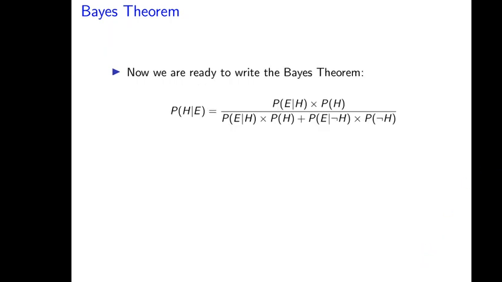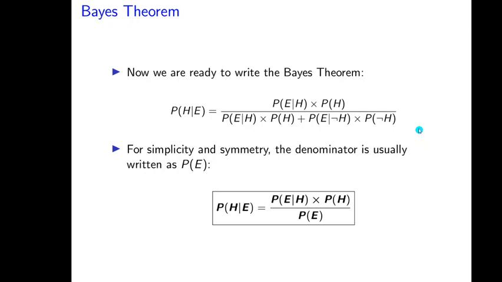Now we have all the necessary components to write down Bayes' theorem and to calculate our estimation according to it. We say that the probability of our hypothesis H given the new evidence E equals the likelihood, the probability of E given H, times the prior probability, the probability of H, divided by the likelihood times the prior, in addition to the complement of the likelihood times the complement of the prior.